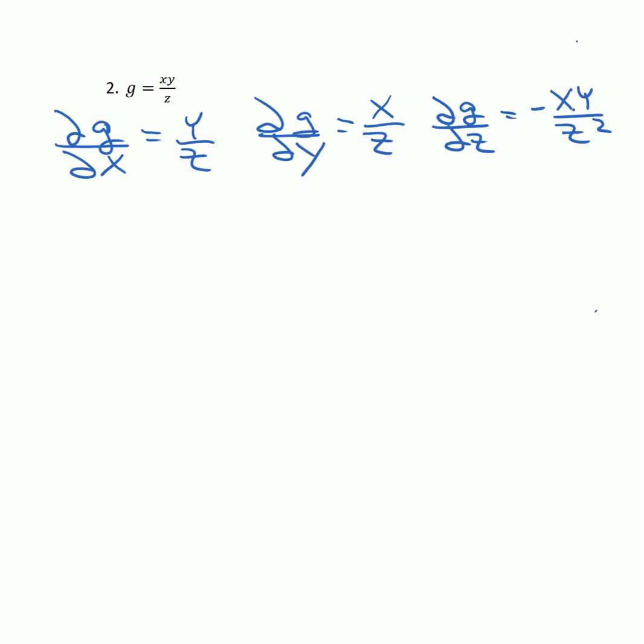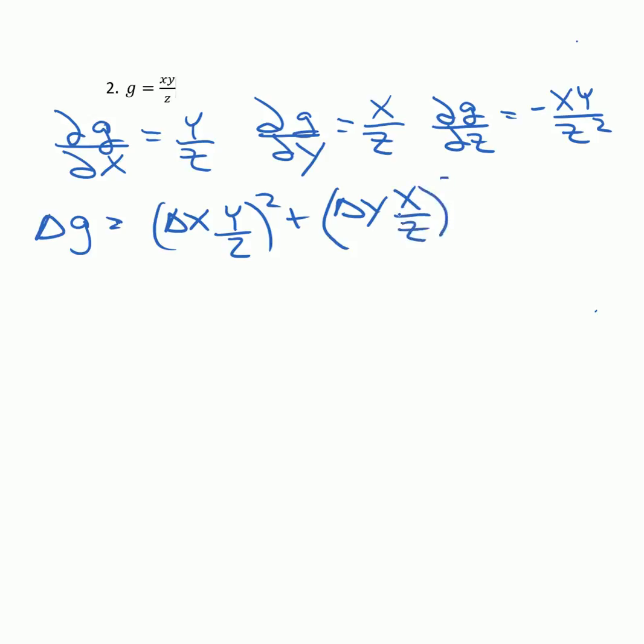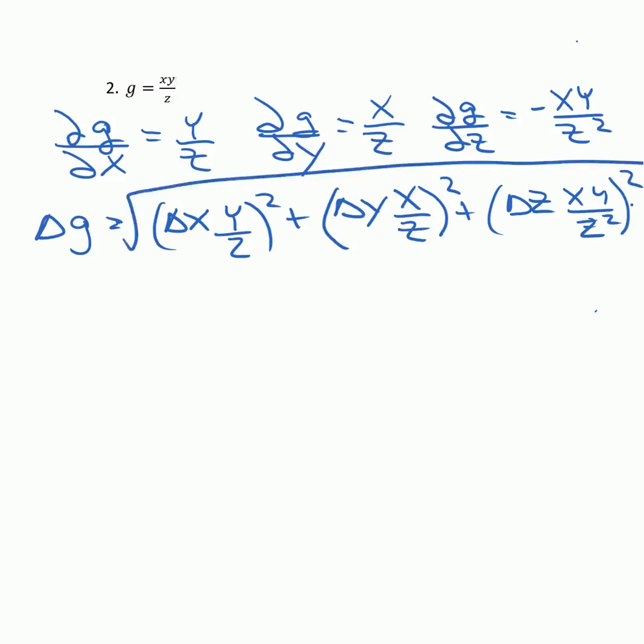Now we can write down the uncertainty in g. It's going to be delta x times y over z, all squared, plus the uncertainty in y, so delta y times the derivative, which is x over z, all squared, plus the uncertainty in z times xy over z squared, all squared. Take the square root. Perfect.